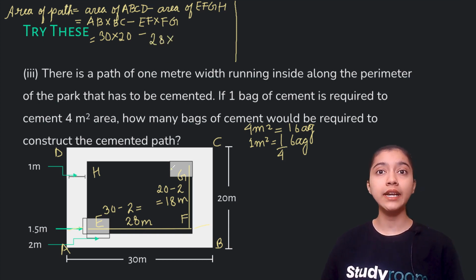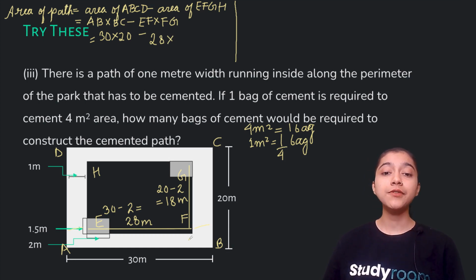And then we have to calculate FG in a similar manner. So FG is BC subtracted by 2, because again the width of the path is 1 from this side and 1 from this side. So when we subtract 2 from BC, we get FG. So it's 20 minus 2, that gives us 18 meters. So I'll write 18 meters.